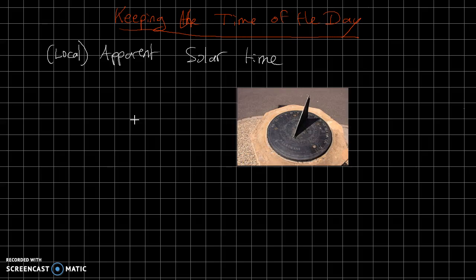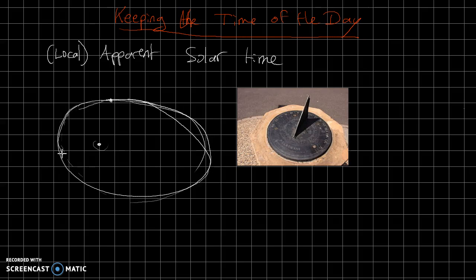The first one is that the orbit of the Earth around the Sun is not a circle, but an ellipse, which means that the speed of the Earth as it travels around the Sun varies from place to place. So it is faster at perihelion and slower at aphelion.